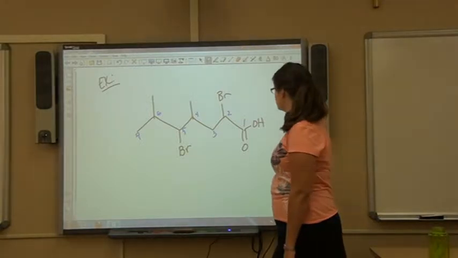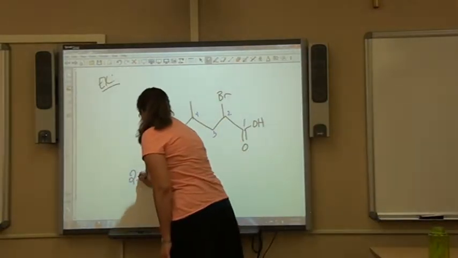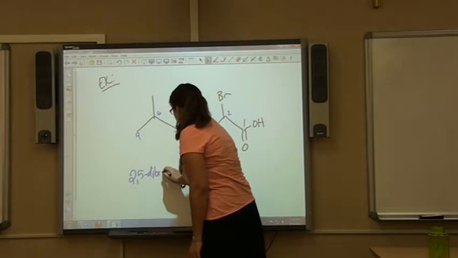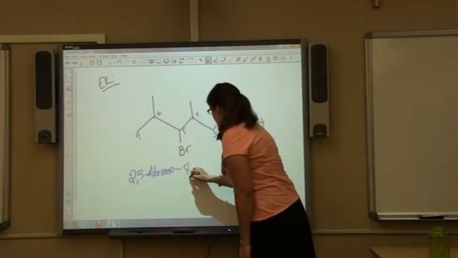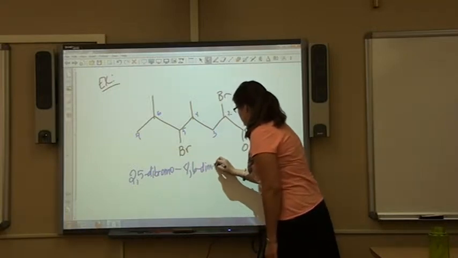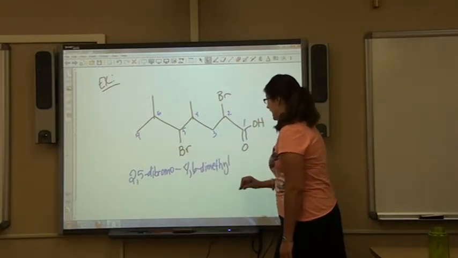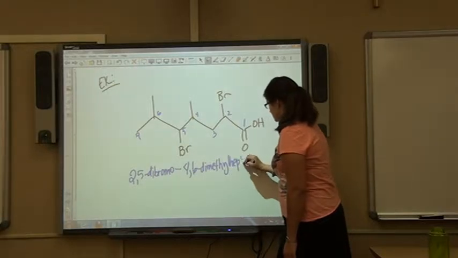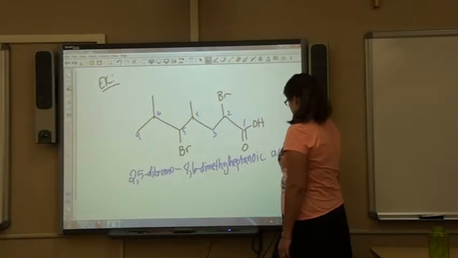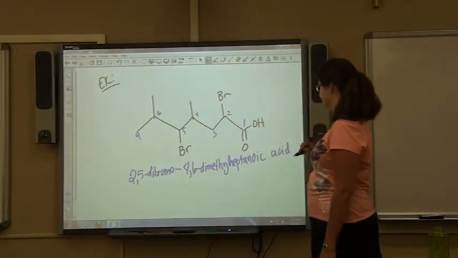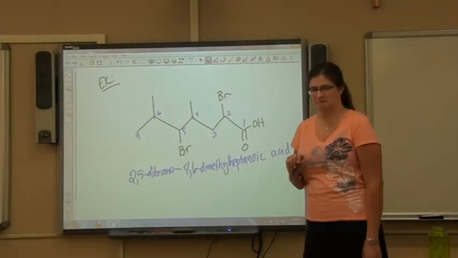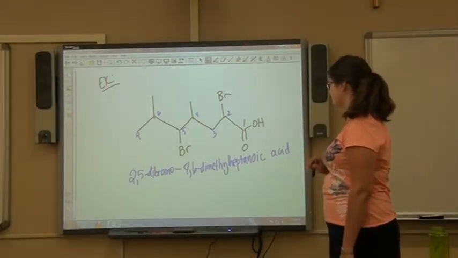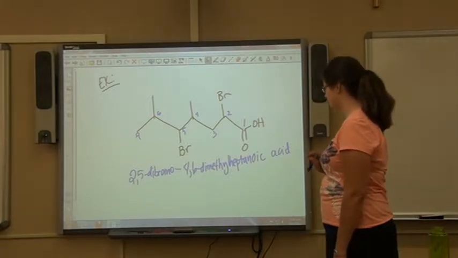Okay, so we have 2 bromos, 2,5-dibromo. We have 2 methyls, 4,6-dimethyl. This is a heptane, so that would be heptanoic acid. The longer the name, the better I like it. You don't normally get to write words that are that long.